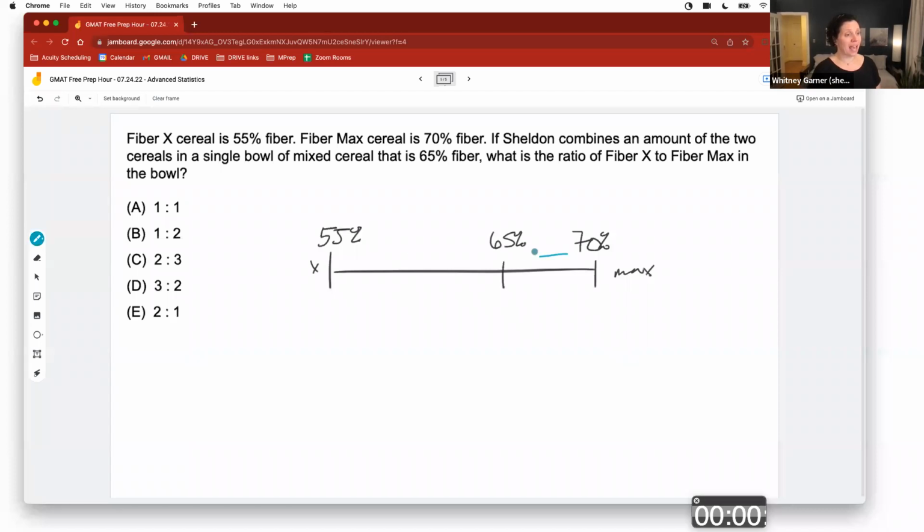What that means is that X has pulled the average its direction 5, whereas Y, or excuse me, max has pulled the average its direction 10, for a ratio of 1 to 2, fiber X to fiber max. Or I could see that it's definitely an average closer to fiber max. So fiber max will have a higher number than fiber X, and so I can eliminate D, E, and A. And then between the two, sort of take a stab. But if I can see this as 5 pulled this direction, 10 pulled this direction, boom, I'm done. It is a ratio of 1 to 2.